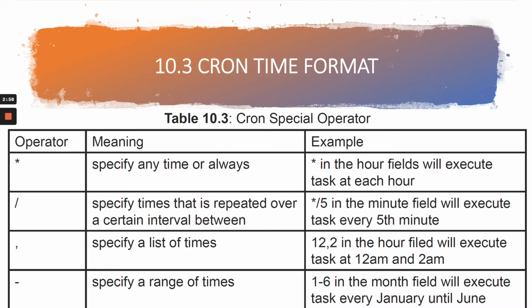For example, if you put an asterisk followed by slash 5 in the minute field, it will execute the task every 5th minute. Then we have the comma operator. The comma operator specifies a list of times. For example, if in the hour field you have the entry 12,2, it means it will execute the task at 12 p.m.